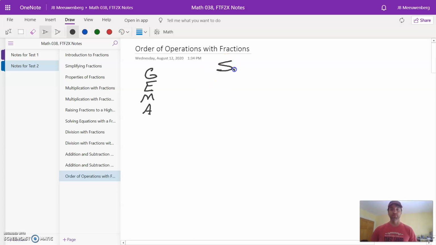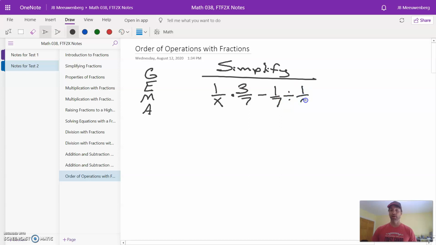So simplify. That's going to be your instruction. Simplify. So 1 over x times 3/7 minus 1/7 divided by 1/2. So pause, try it, see what you can do, and then come back.